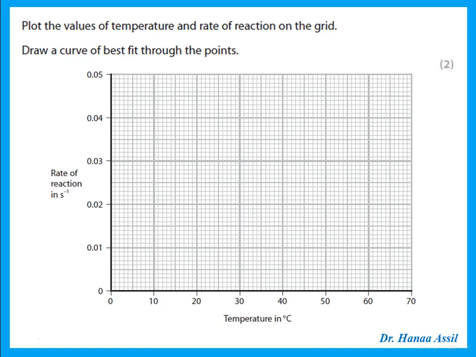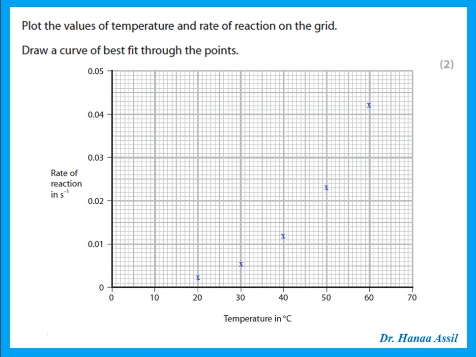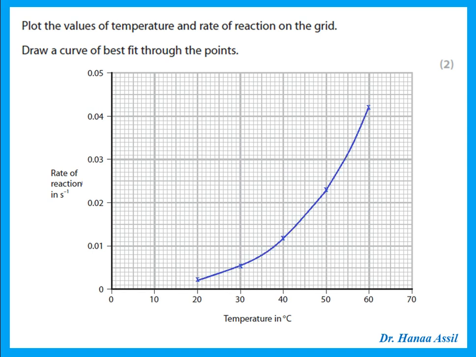Plot the values of the temperature and rate of reaction on the grid. I hope you know how to plot graphs by now. You should plot using very small X's or dots with a circle. And then he's saying draw a curve of best fit. So your curve should look something like this.